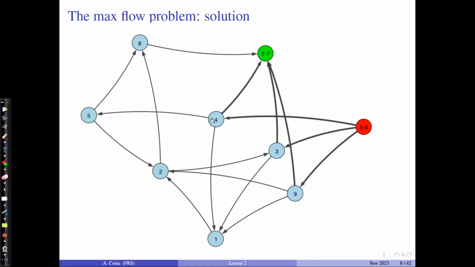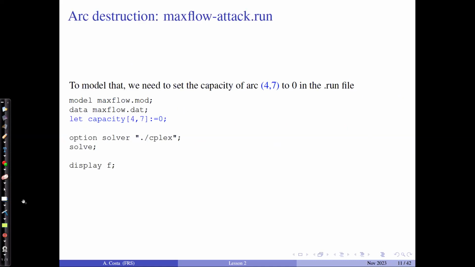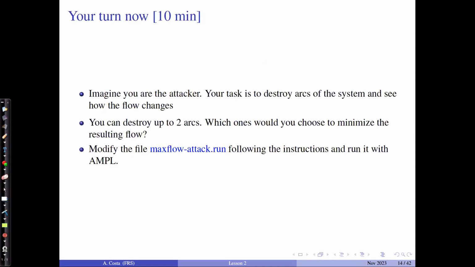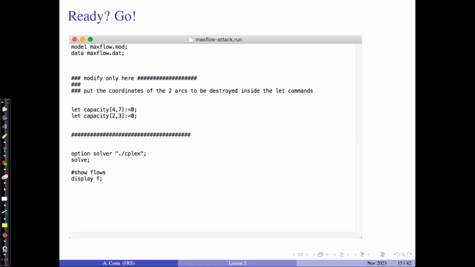So for example, 4, 7 is 1. If I want to destroy this one, I need to write 1, 2 inside the square bracket. If I want to destroy this one, I need to write 5, 8 inside the bracket. And you can destroy 2. So your objective as attacker, and you have 10 minutes for that, is to play with this file and to choose different pairs of the arcs to be destroyed.